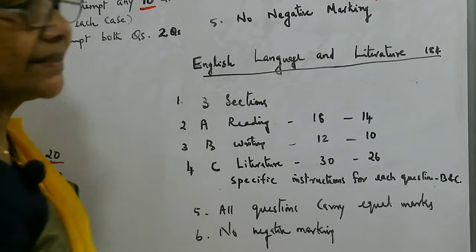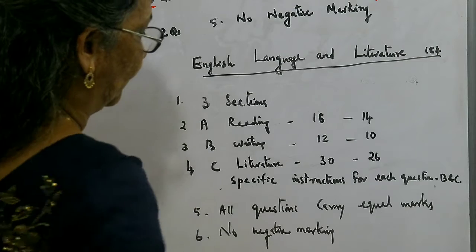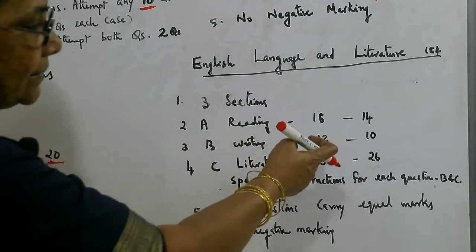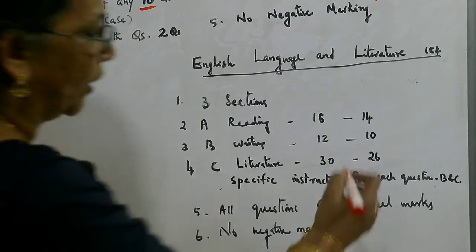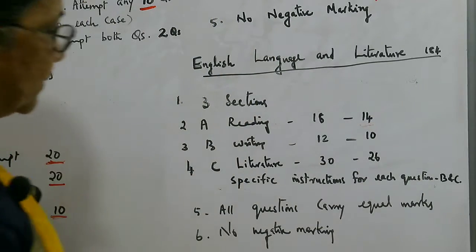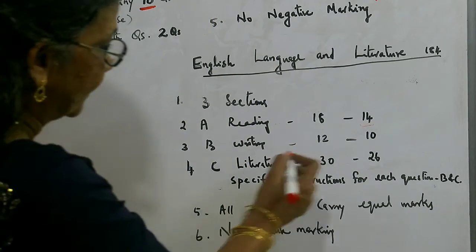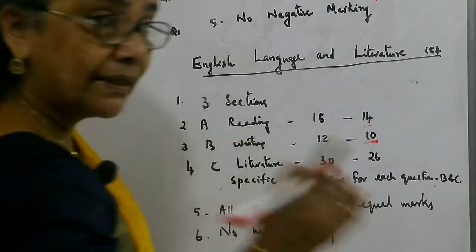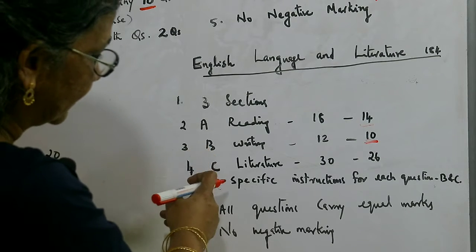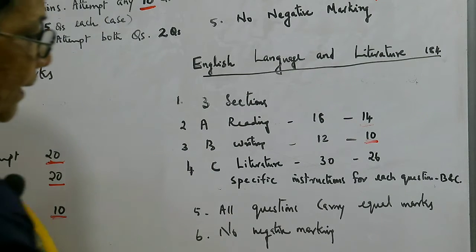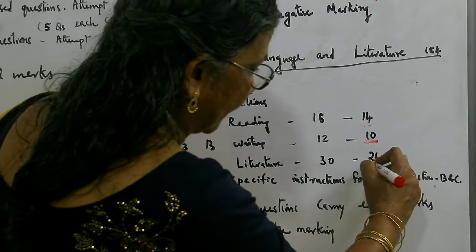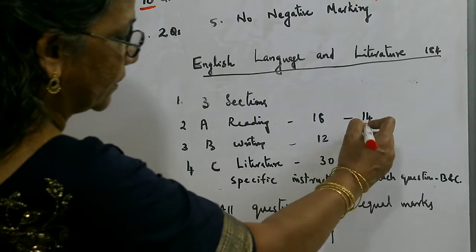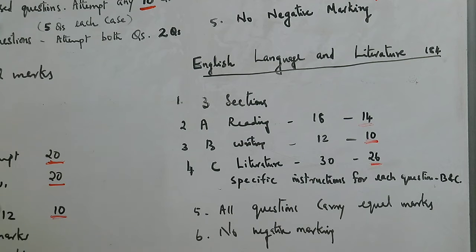Then coming to English language and literature, the code number is 184. It has 3 sections. Section A, reading: 18 questions will be given, and you have to attempt 14. Section B, writing: 12 questions will be given, and you have to attempt 10. Section C, the literature part: 30 questions will be given, and you have to attempt 26. So 14, 10 and 26 questions.